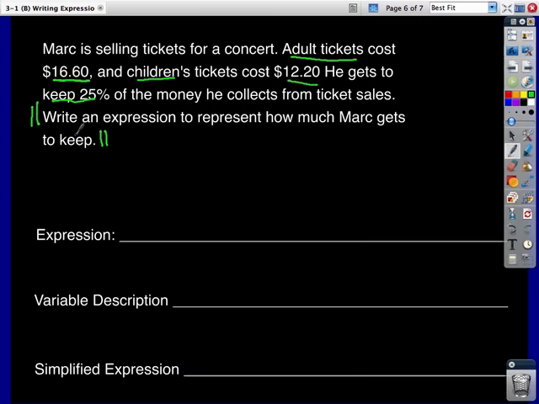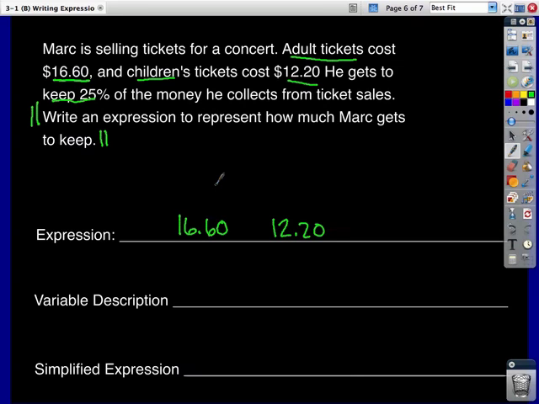Now notice what I did quickly. I read the problem. I didn't see any words I didn't understand, so I didn't circle. I underlined what I thought I needed, and I marked out the directions of the question. In this case, there was no question, just directions. Well, this is going to be interesting. Okay, he's selling tickets for a concert. Adult tickets cost $16.60, and children's tickets cost $12.20.